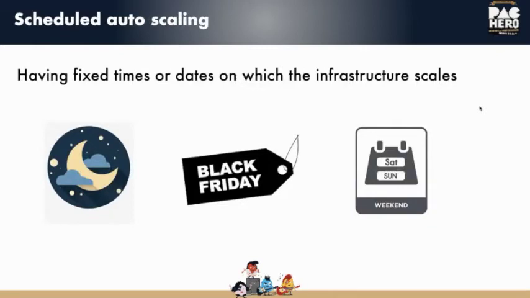I mentioned there are two main scaling methods, but there's also a third, which is scheduled autoscaling. That's having fixed times or dates on which your infrastructure scales in or out, so increasing or decreasing in size, which is really handy when you have a Black Friday sales promotion. You want to increase your service right before the promotion and decrease it after that, so you can handle the increased load during such times.